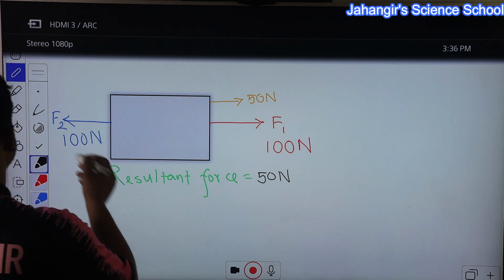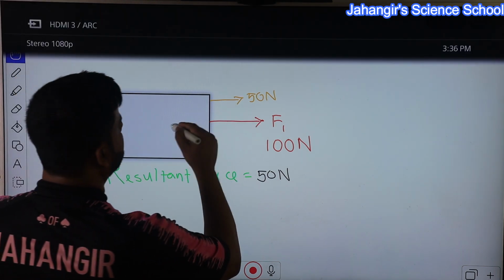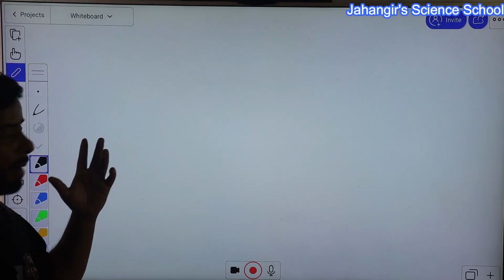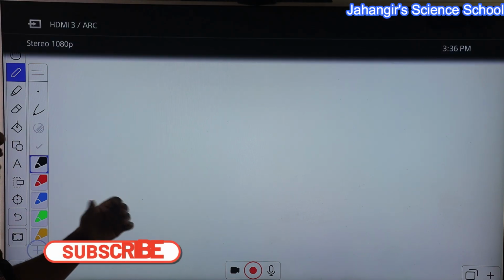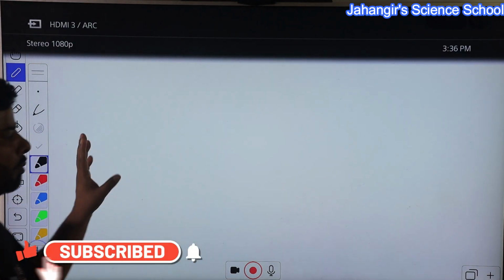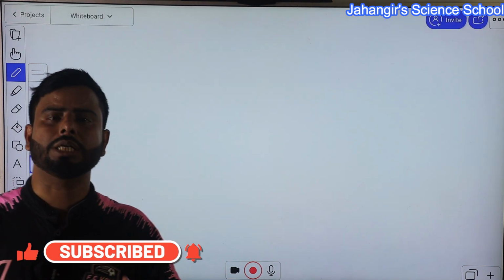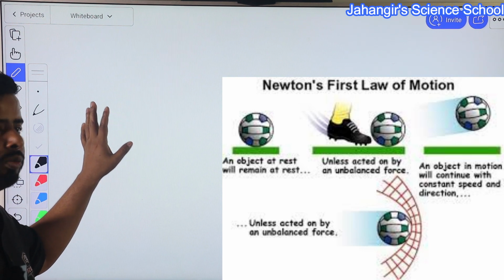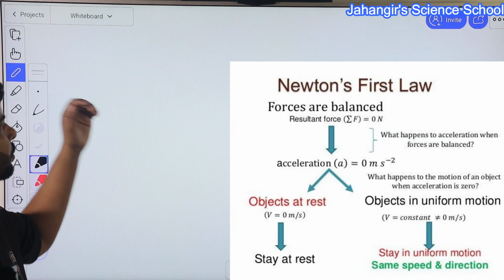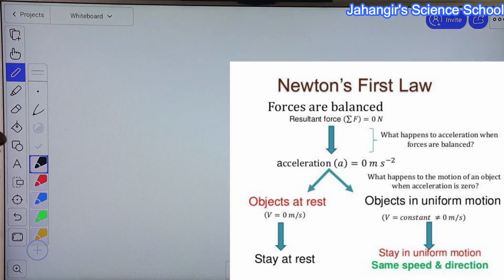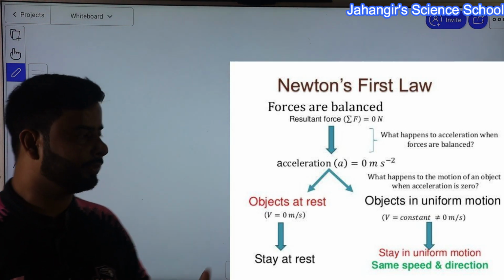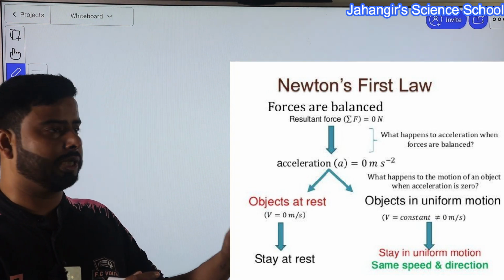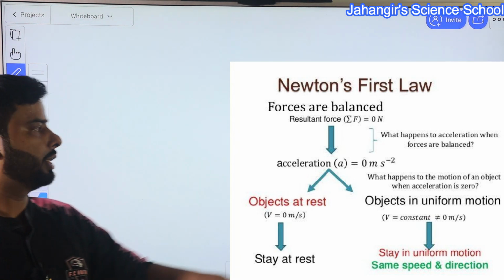So remember, when a balanced force acts on an object, the object remains stationary or moves with constant velocity. According to Newton's first law of motion, without any external unbalanced force, a resting object remains at rest and a moving object moves with constant velocity. When an unbalanced force acts on an object, the object will accelerate or decelerate.